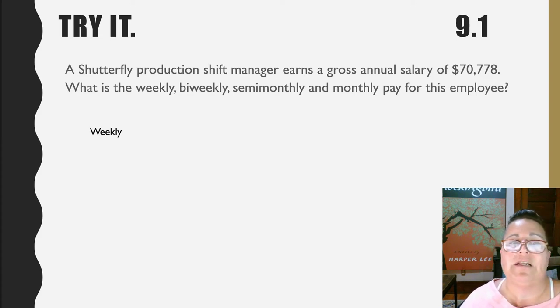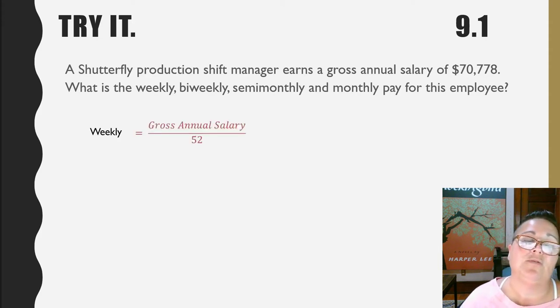If the shift manager was getting a weekly paycheck, we would take what's known as the gross annual salary. Gross annual salary simply means the money he's supposed to make in a year. It's no deductions. We're not going to take out taxes. We're not going to take out money for benefits. It's just his gross pay. That's the total amount that he's getting paid.